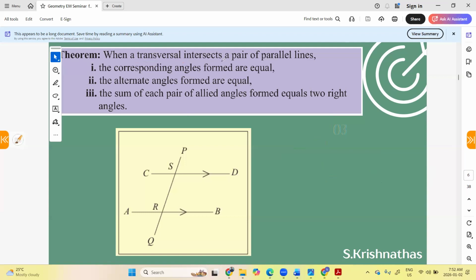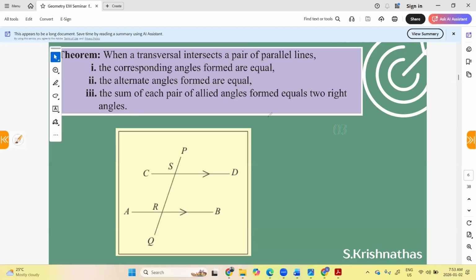When a transversal intersects a pair of parallel lines, the corresponding angles formed are equal. The alternate angles formed are equal. The sum of each pair of allied angles formed is equal to two right angles.